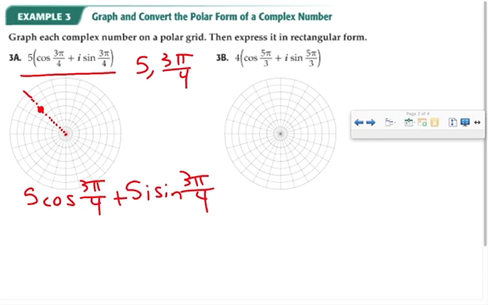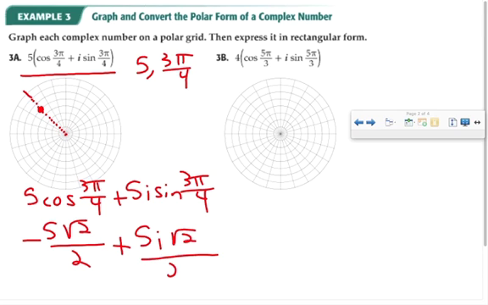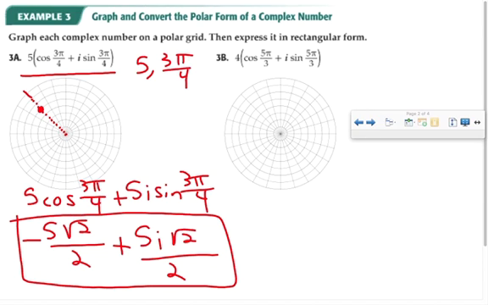So the cosine of 3 pi over 4 is negative radical 2 over 2. So I would have negative 5 radical 2 over 2 plus 5i times the sine of 3 pi over 4, which is positive radical 2 over 2. And that's it. For part B, this as a polar point would be 4, comma, 5 pi over 3.